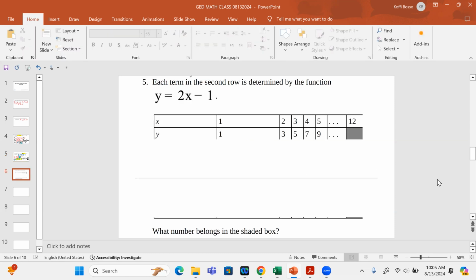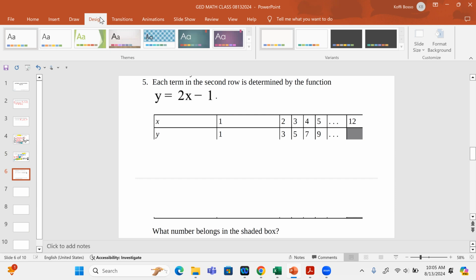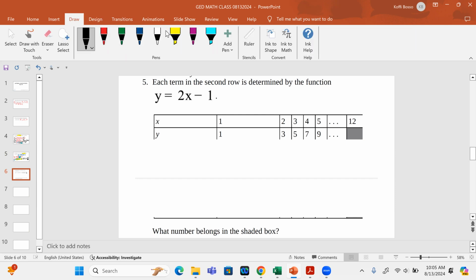Yes, the thing is this, okay? What you have to understand is this. The first row represents the x value, and the next row represents the y value. So they plug x and they get y. They plug in something and they get something. So this is telling you that if you plug 1, you get 1. The 1 we have here is telling you that if you plug 1 in the function, you get 1 out.